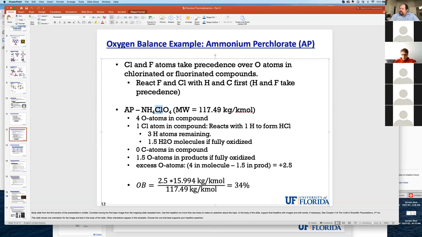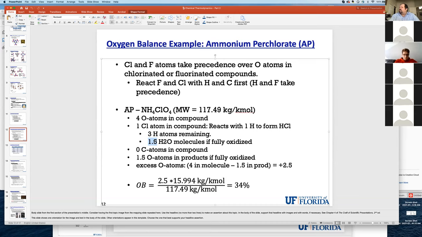So we have one chlorine atom, and that's going to react with exactly one of these hydrogen atoms to form one mole of HCl. Then after that, we now have three hydrogen atoms that are available to react with the oxygen. Okay, and so basically, we have three H atoms left, and so that will form 1.5 H2O molecules. Okay. And there are zero carbon atoms, so we don't need to do any further oxidation.